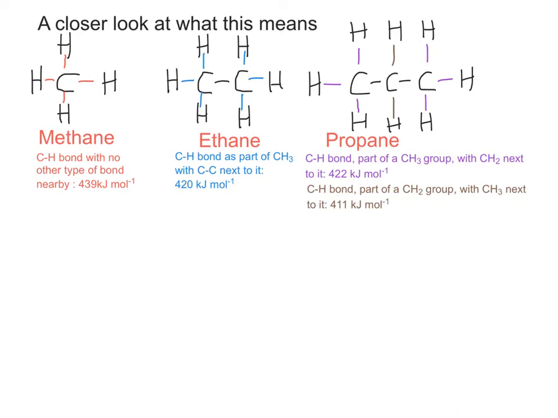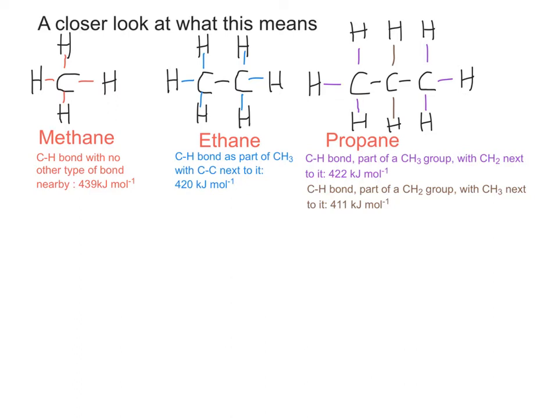So it's interesting to note as well, isn't it, that all of the values are being quoted as positive values. You may recall that when we did this in class, we were talking about exothermic changes being negative delta H values and endothermic changes being positive delta H values. So it's worth remembering that every single bond breakage incurs an energy requirement. It takes energy to break a bond open.